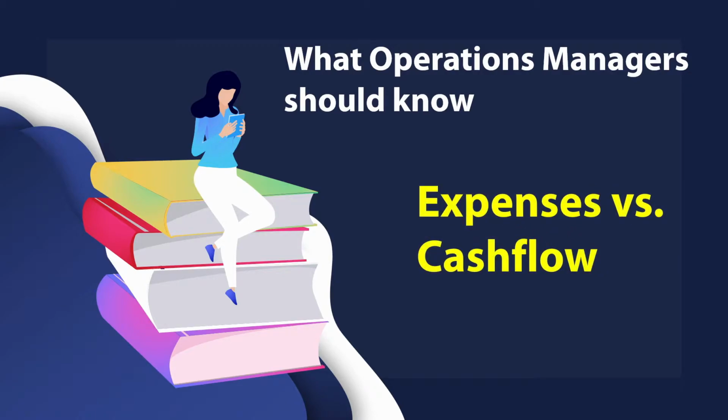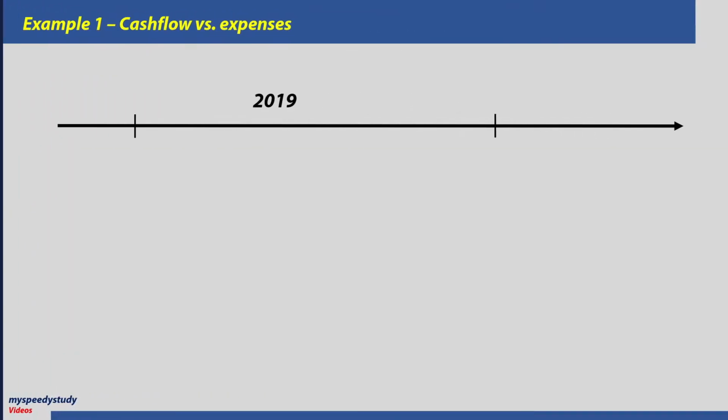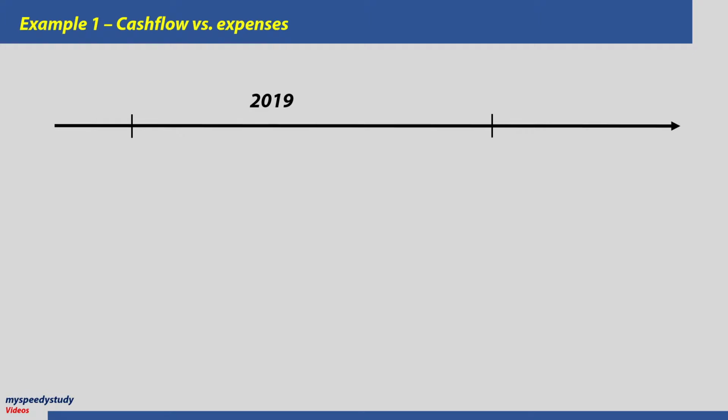Today we have to talk about the difference between expenses and cash flow. Let's again start with a timeline. During the business year, the hotel orders supplies for $2,000. The supplies arrive, and the hotel pays the supplier right away. How would that appear in the financial statements?